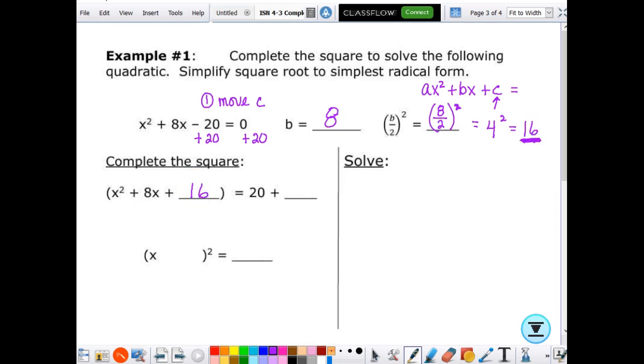But I can't just start adding things. If I do add things, I have to add them to both sides of the equal sign. Here's that equal sign, dividing this up into 2 sides. So if I add 16 here, I've got to add it here, and then that's okay. I can do that. I could do anything as long as I do it to both sides of the equal sign. Okay, now this is going to be super easy to factor right here. We're going to deal with this in a minute. If you want to go ahead and say that's 36, that's fine, because 20 and 16 is 36.